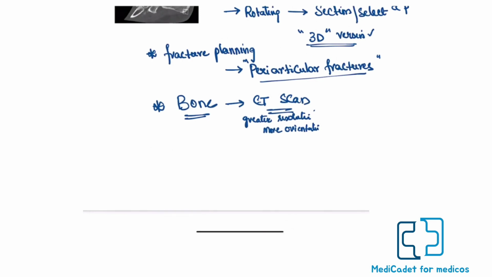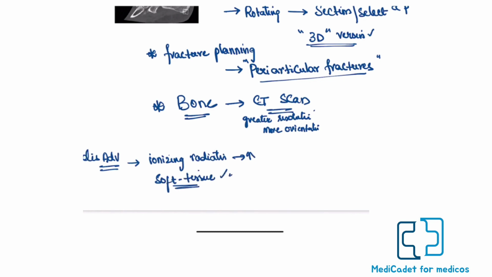Similarly, what are the disadvantages of CT scan? Again, it is ionizing radiation, so there is increased exposure, right? And again, there is a problem with the soft tissue. You can't see the soft tissue or comment on the soft tissue on the CT scan. So soft tissue interpretation is not possible.